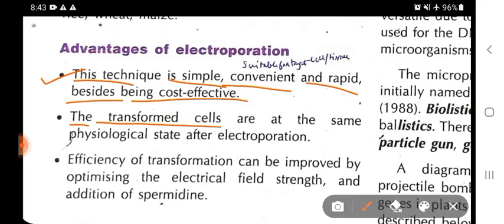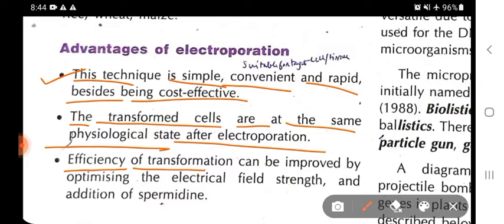The transformed cells are in the same physiological state after electroporation. It's not the case that those cells which are transformed have to be maintained very sensitively. They remain in the same physiological state. No morphological changes are observed after transformation.